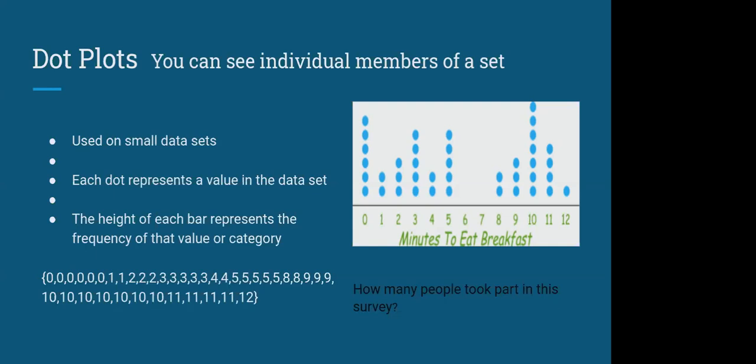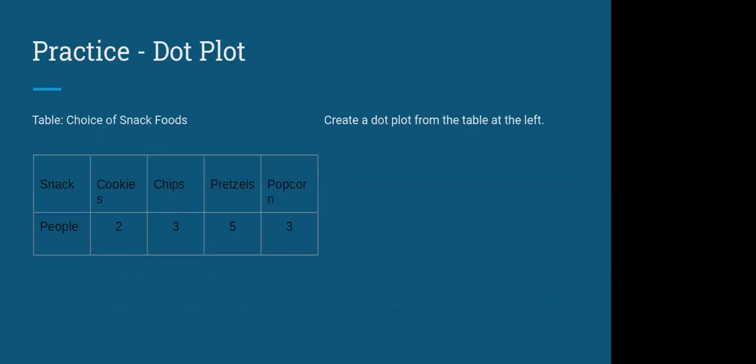All right, so given this table, under your notes on dot plots, this comes next. So here is the table. The table is choice of snack foods. And the snacks are cookies, chips, pretzels, and popcorn. And the number of people who like cookies as a snack are 2, like chips are 3, like pretzels are 5, and like popcorn are 3.